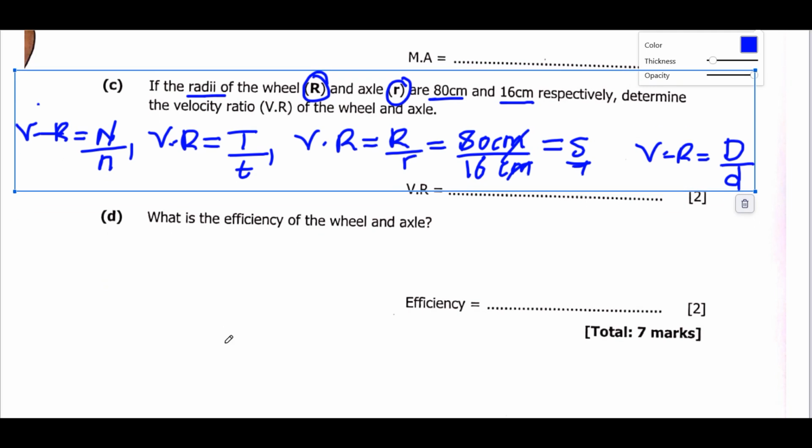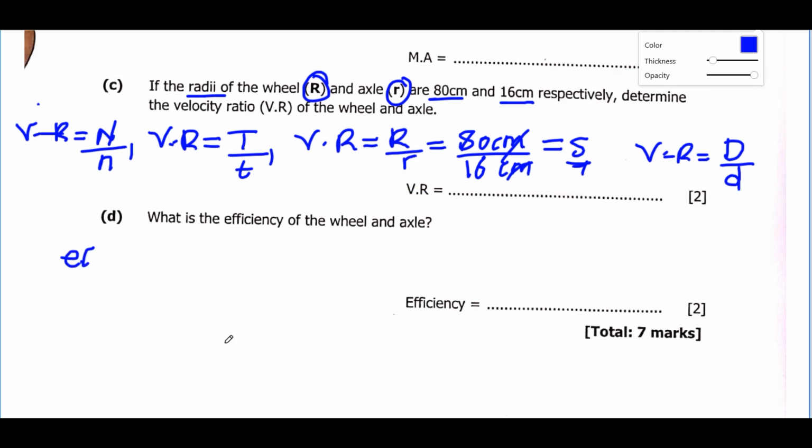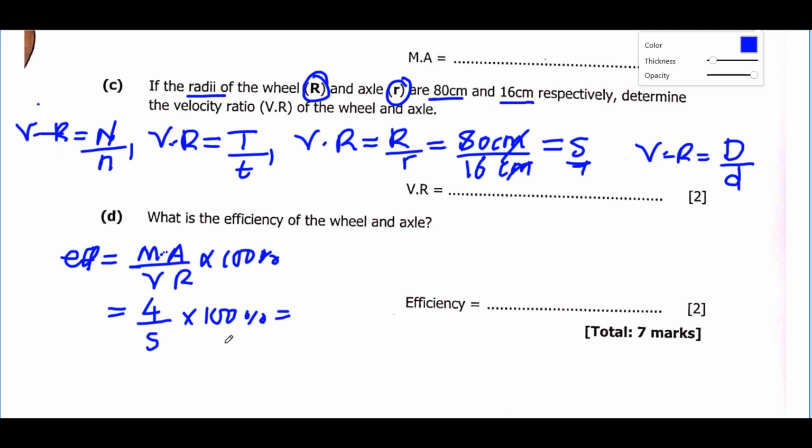Now question D is all about the efficiency. So the efficiency is the ratio of mechanical advantage to velocity ratio, multiplied by 100%. So mechanical advantage is 4, velocity ratio is 5, times 100. So if you divide these two numbers, you get 0.4 multiplied by 100. So the efficiency is 80%.